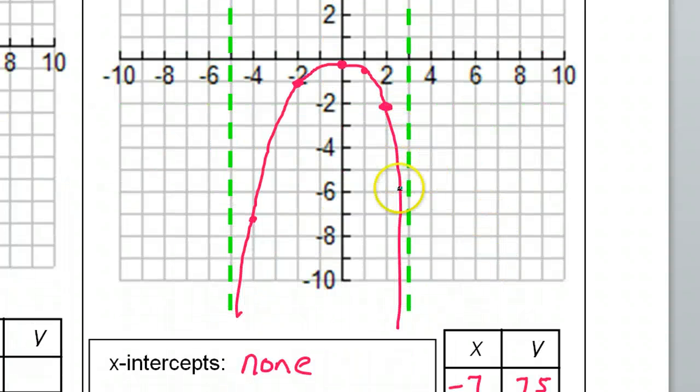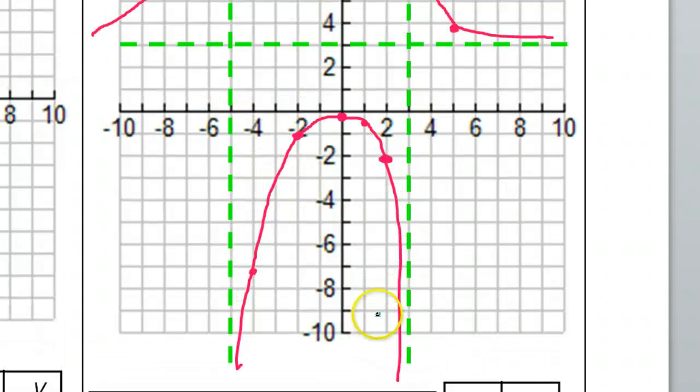And sometimes you'll need decimal fractional points to really see what's going on.